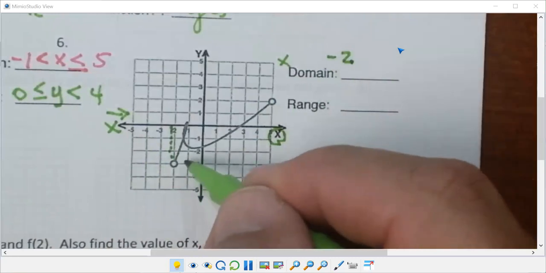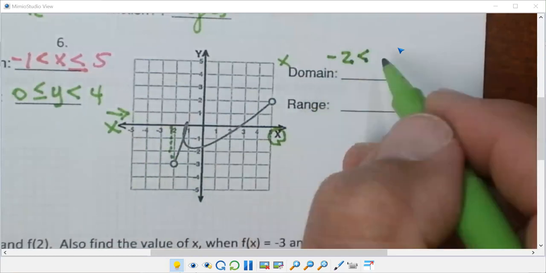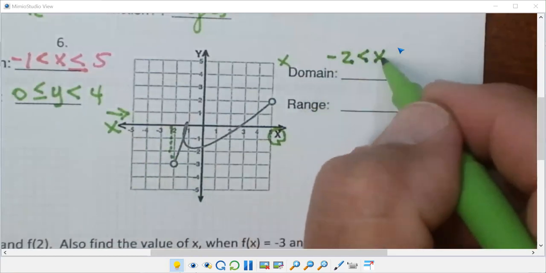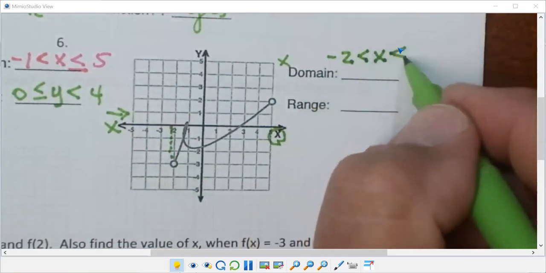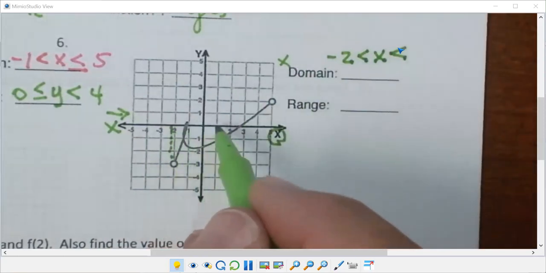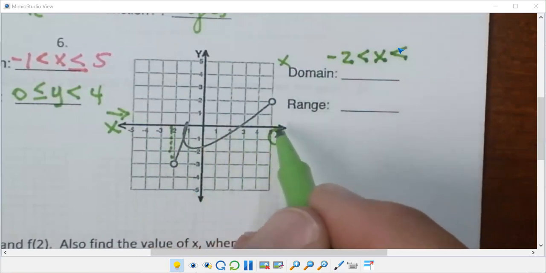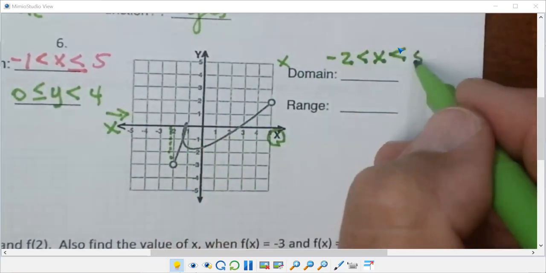That is an open circle, so it's going to be just a less than. Remember, domain means X, so I'm going to put an X right there. We're going to have another less than, because we always use less than. Now we're going to see how far it goes. So once I go there, I keep walking, and then look, it ends right here at 5. So my other one is at 5.